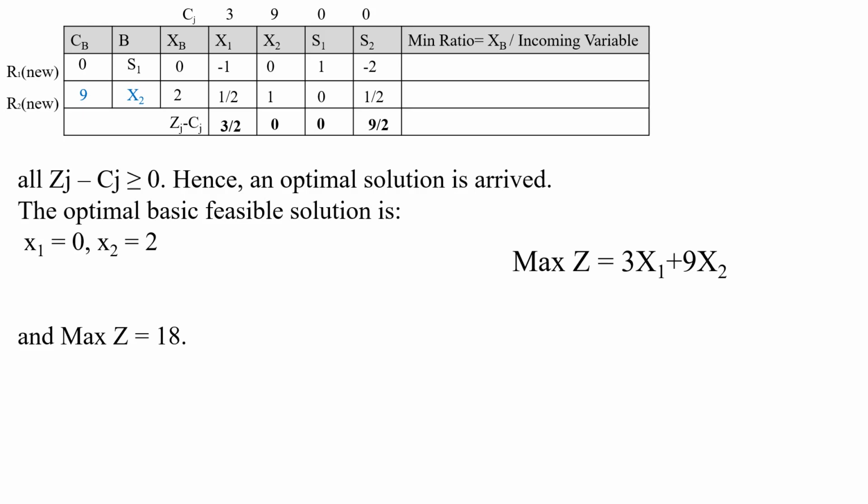Then the optimal basic feasible solution: observe the basic variables. Here there is no x1, so the x1 value is 0, and the xb value is the basic feasible solution, that is x2 equals 2. Then we have to substitute these x1 and x2 values in the objective function. Our objective function is maximize z equals 3x1 plus 9x2. Then substitute the x1 value and x2 value.